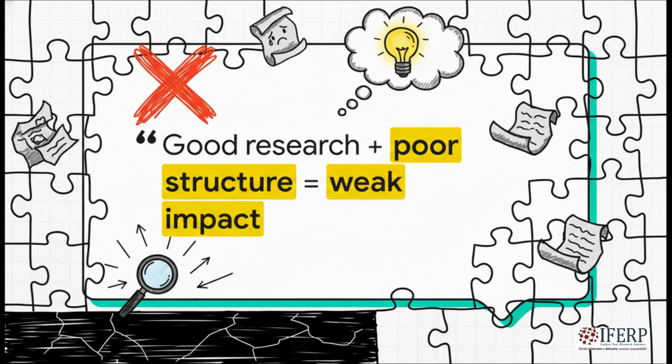So many fantastic ideas, truly brilliant insights. They just end up getting rejected. Why? Well, it's usually not because the science is bad, but because the package, the structure itself is broken. And if it's confusing, reviewers and editors just can't see the amazing value that you're offering.